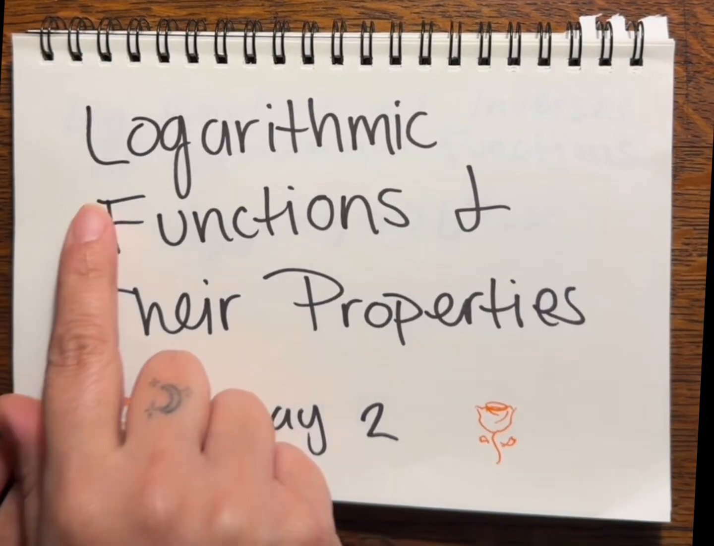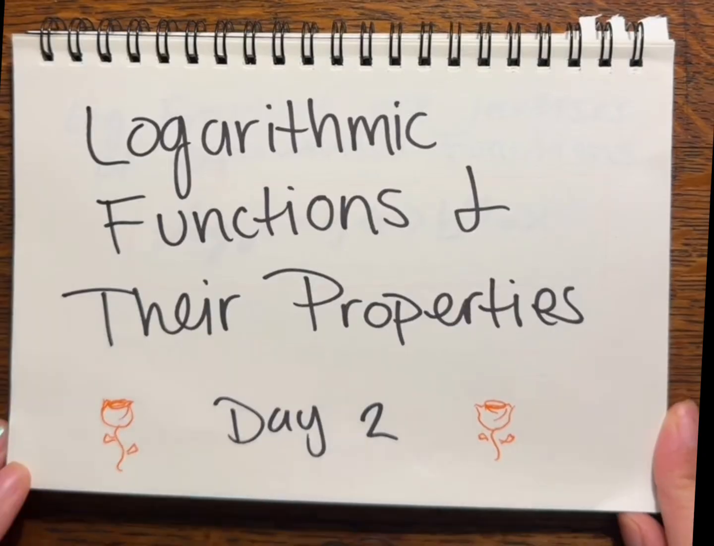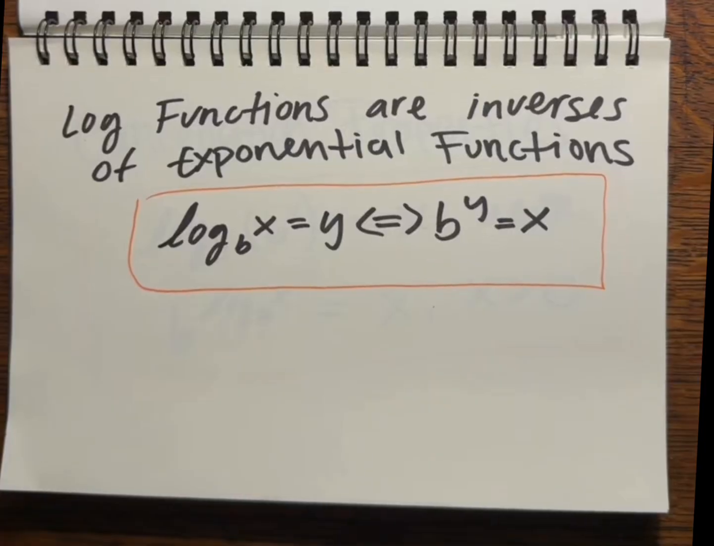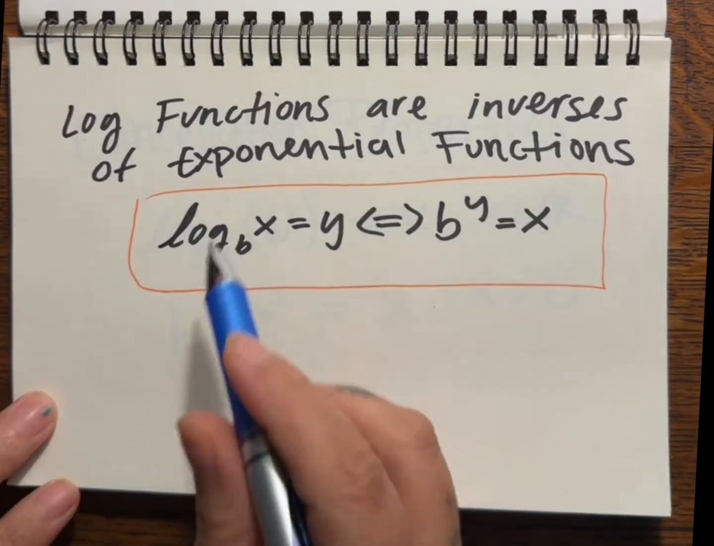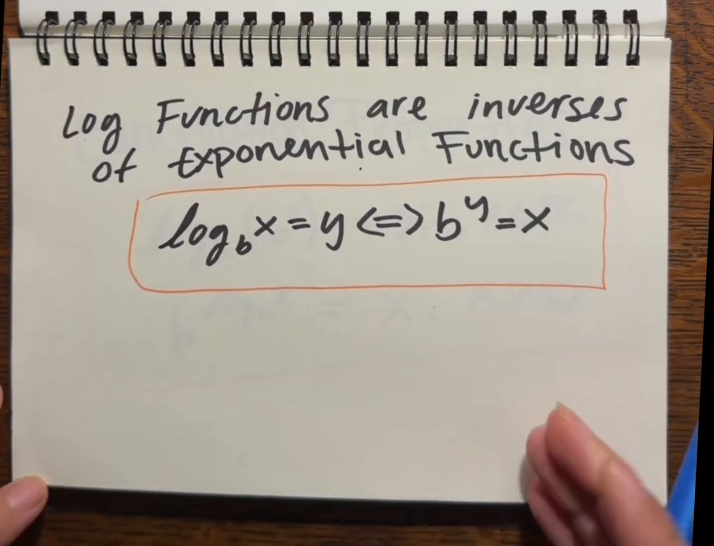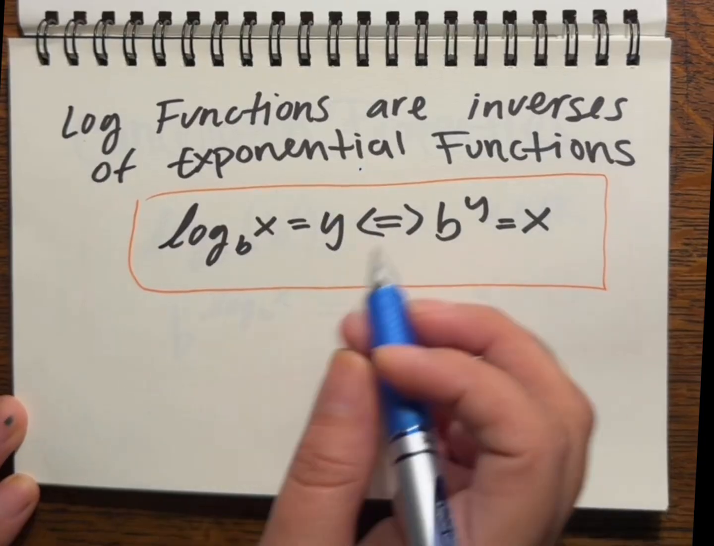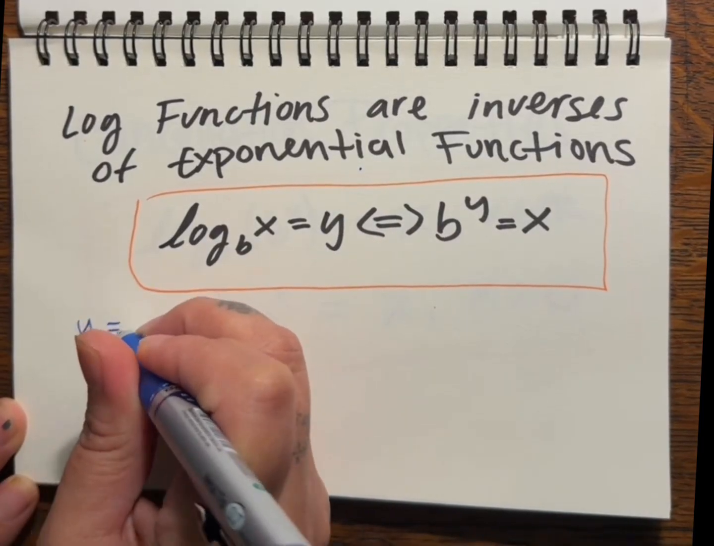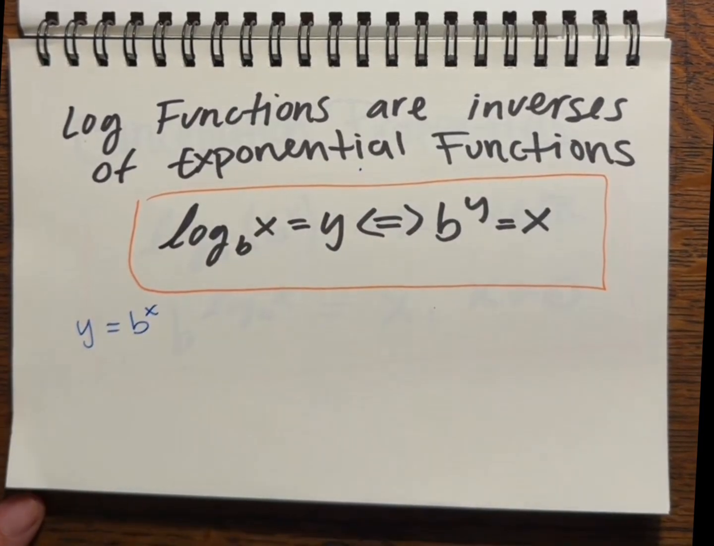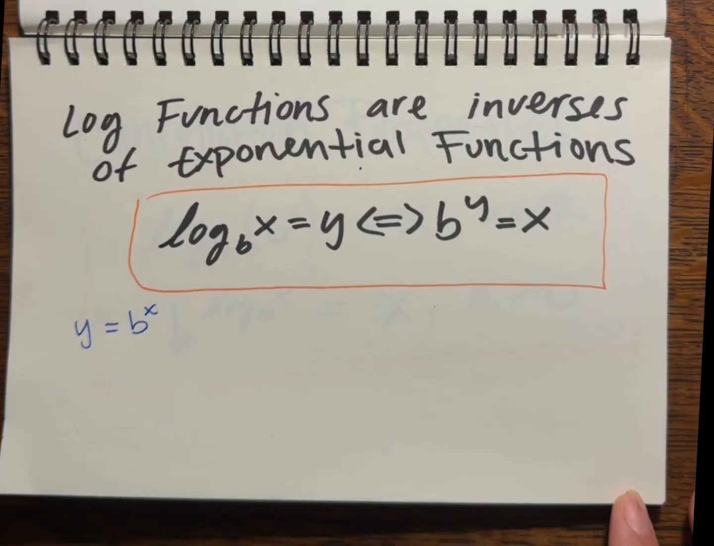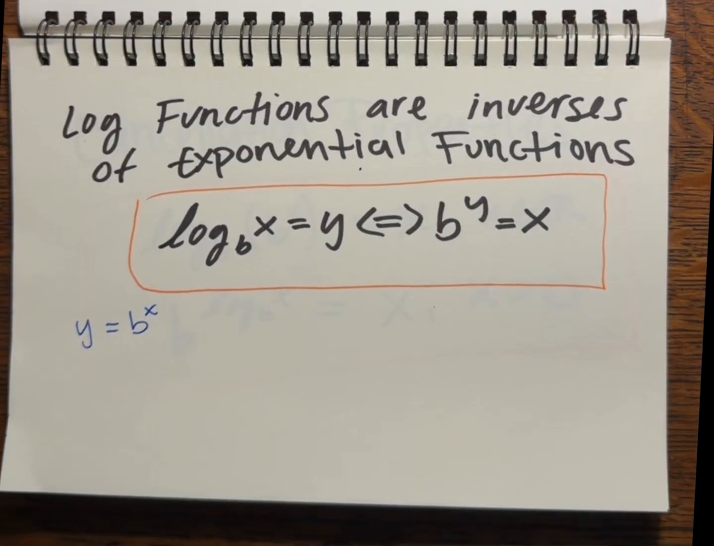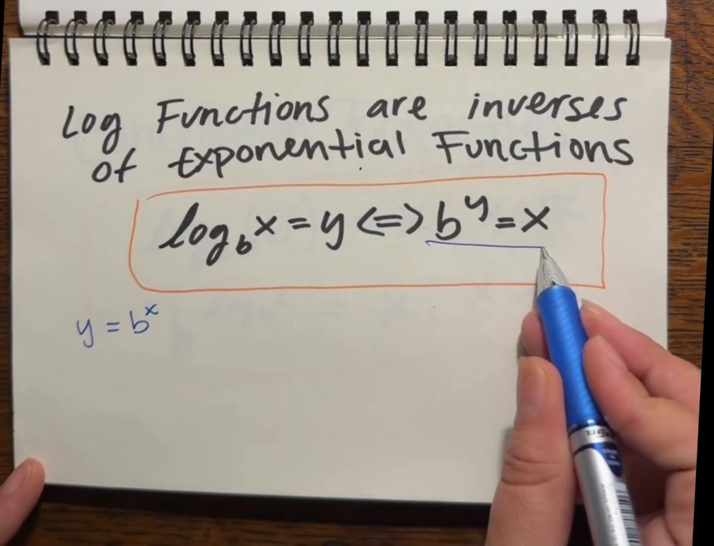We're going to be going over logarithmic functions and their properties. So the log function is the inverse of the exponential function. If you guys remember, the exponential function is y equals b to the power of x. And in order to find the inverse function, we switch x and y, right, which was done here.